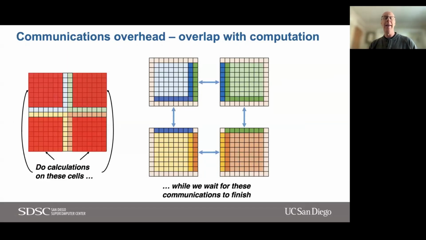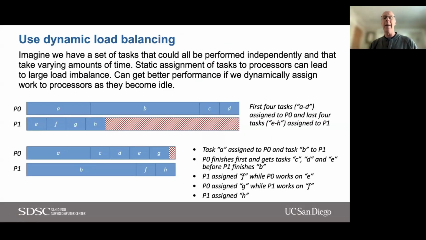Now, communications overhead, and again, this is going to be something that the application developer will do, is we can overlap the communications and the computation. We can communicate data while we're working, say, on those interior cells, so that when we get to the cells around the edge of the domain, the data is already there. So it's a little bit more sophisticated implementation, but again, the burden of doing that is going to be on the application developer, not the end user. And we can use dynamic load balancing.